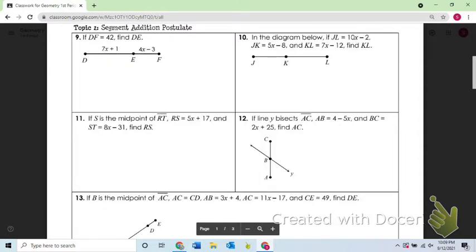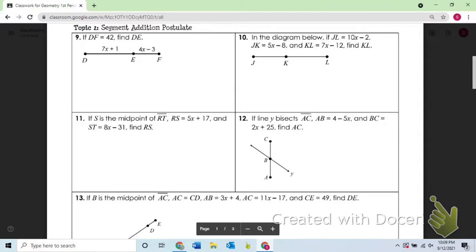So, topic 2, segment addition postulate. So remember, the segment addition postulate is what we get if we take, and I always use my meter stick that I have in class as an example, if we take my meter stick and break it up into 2 or 3 or 4 or 10 different pieces, regardless of how long each one of those pieces is, if I added up all of their measurements, they'd add up back to a meter. So it's a segment addition postulate.